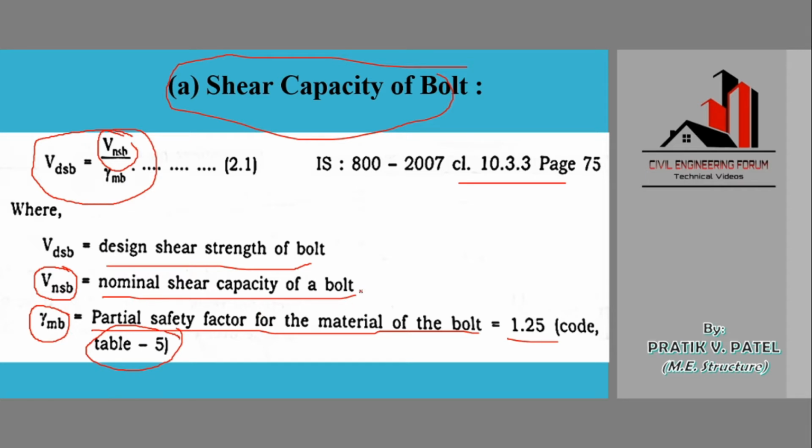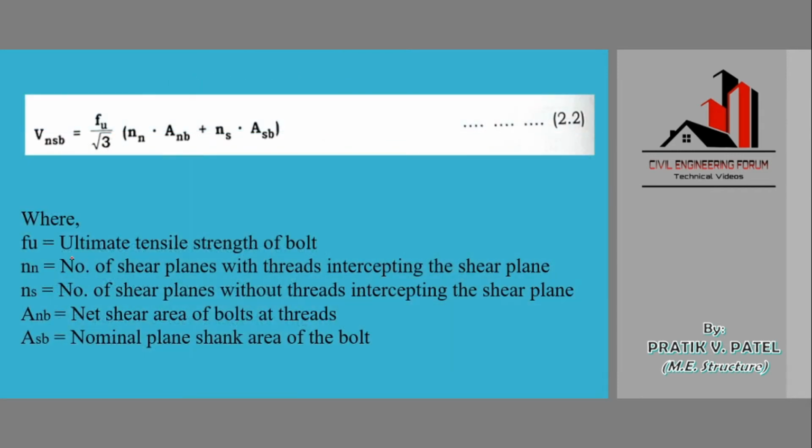And for finding the nominal shear capacity of the bolt, we have two different formulas, where the first is V_nsb = f_u / √3 × (n_n × A_nb + n_s × A_sb), where f_u is the ultimate tensile strength of the bolt, n_n is the number of shear planes with threads intercepting the shear plane, and n_s is the number of shear planes without threads intercepting the shear plane. So this n_n and n_s are very important.